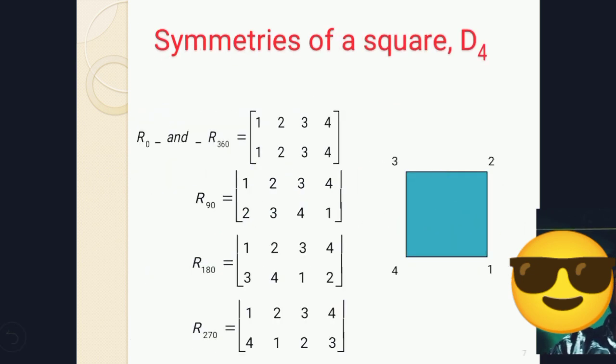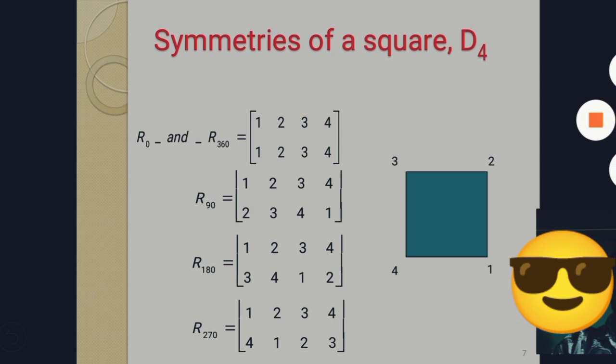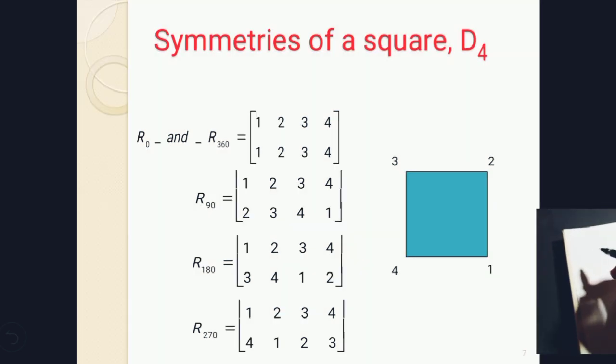And the symmetry of the square, D4. Here we can see R0 and R360. R360 is equal to, the square is like this, that is 1, 2, 3, 4. This is for 0 degrees and 360 degrees. It doesn't change. It remains the same.